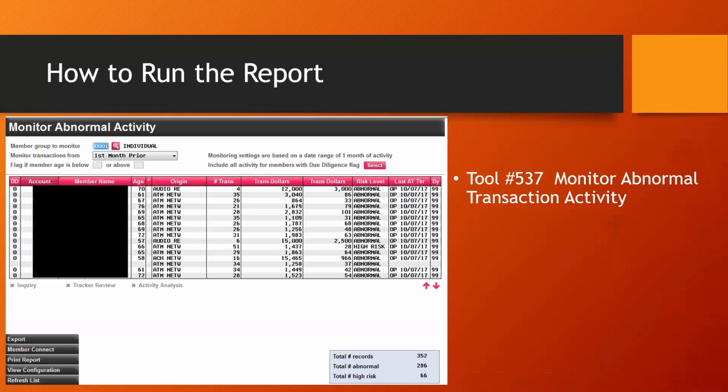Obviously, you have inquiry on here. You even have tracker review on this screen. So you can say, are we monitoring them already? Is there a reason why somebody is looking at them? And you could actually go in and review the tracker record. From this screen, I can export this to a database.